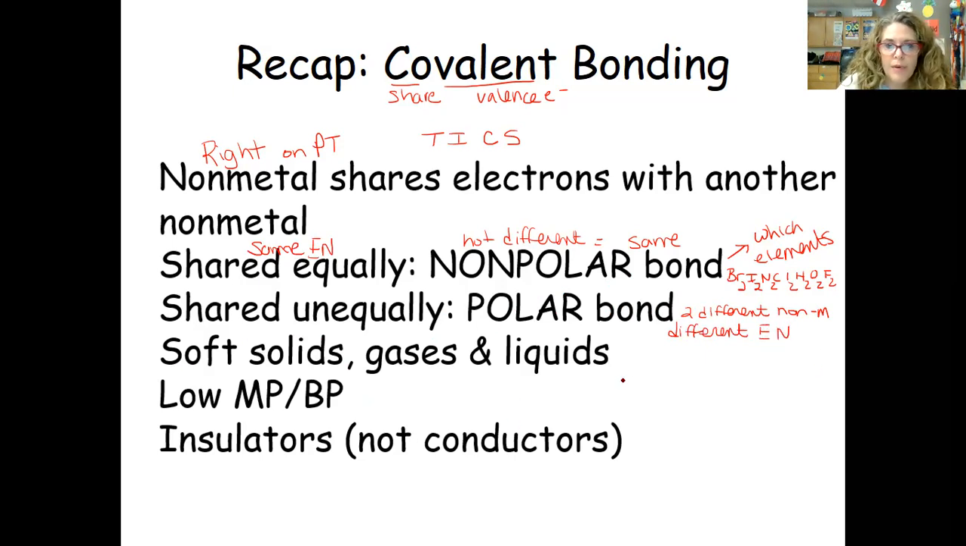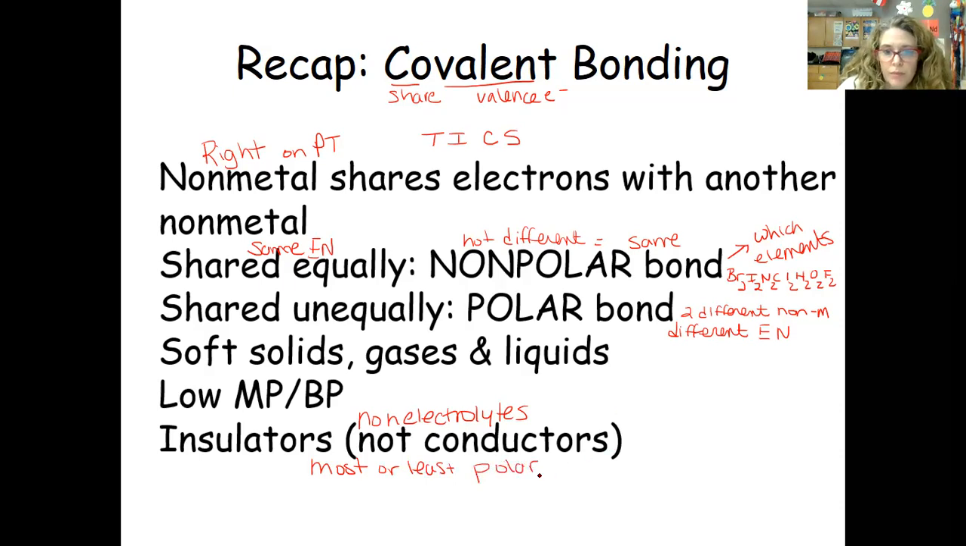And here we have the properties of our covalent bonds, which are exactly opposite the properties of the ionic bond. Soft solids, gases, and liquids, whereas the ionic bonds were hard crystalline solids. Low melting point and boiling point, whereas ionic had a high melting point and boiling point. Insulators means non-conductors. That means they do not conduct at all, whether solid, liquid, gas, or aqueous. Covalent is non-conductive. So they're also non-electrolytes.